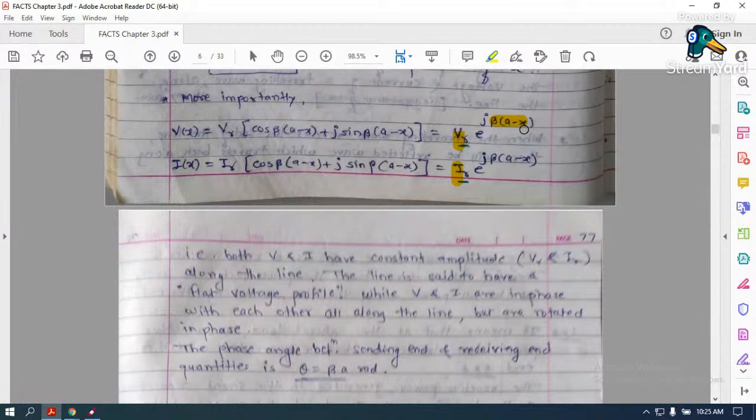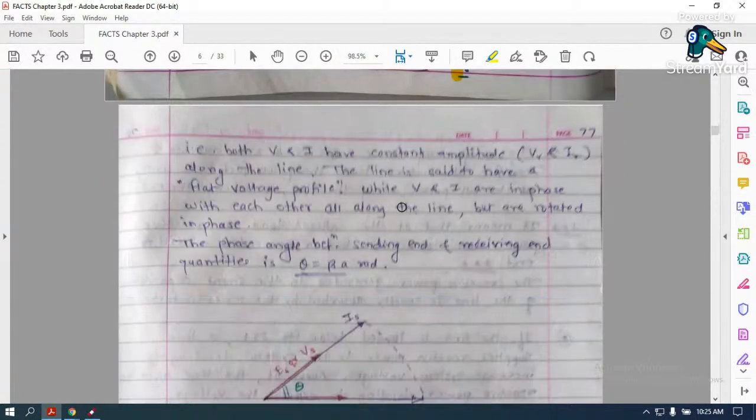Similarly, I. Correct? So as the magnitude is always fixed, it is constant. What other word can you use for it? It is flat, straight, constant. So at every point of the transmission line, you will get the same voltage. Such a type of line is called a flat voltage profile. In a flat voltage profile, the voltage is the same at every point. Okay? So this is called a flat voltage profile.